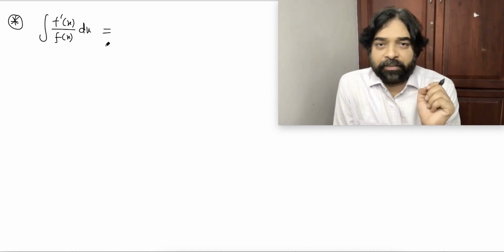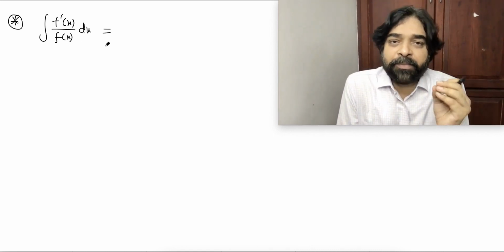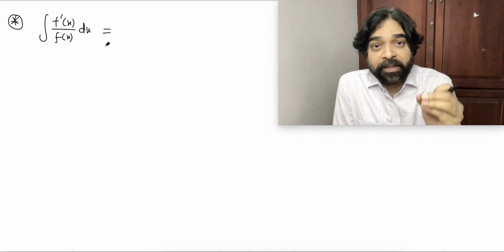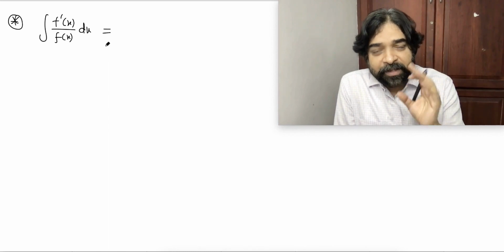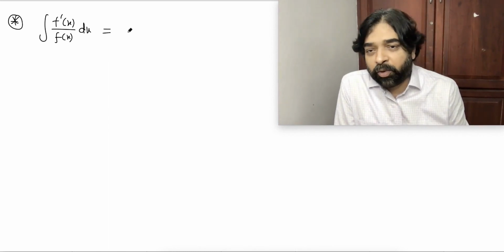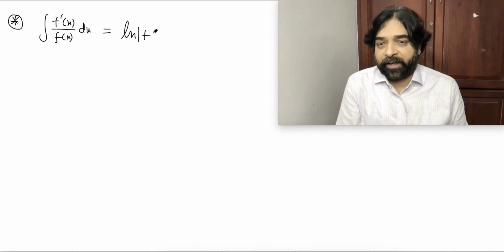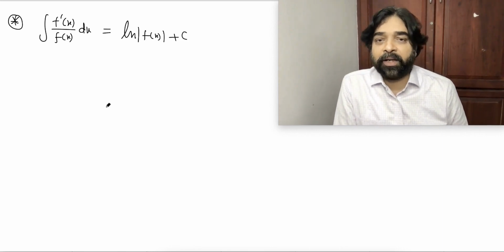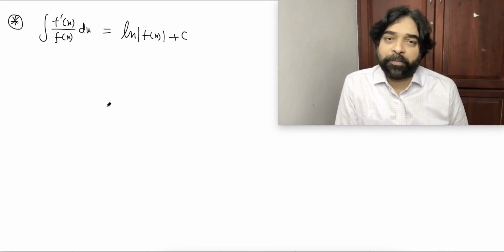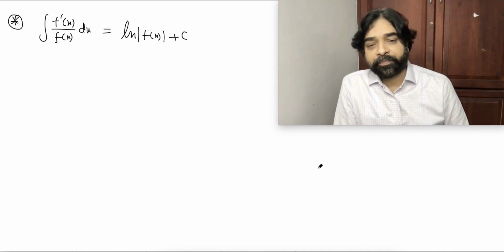Whenever you find that there is something by something, and the numerator is the differentiation of the denominator, then this will always be the integration of ln mod f x plus c. Very common, very quick, and very easy to understand. So this point I am going to use very frequently.